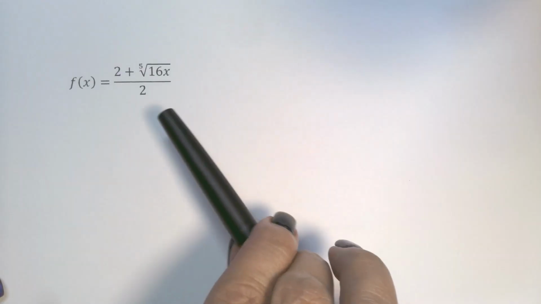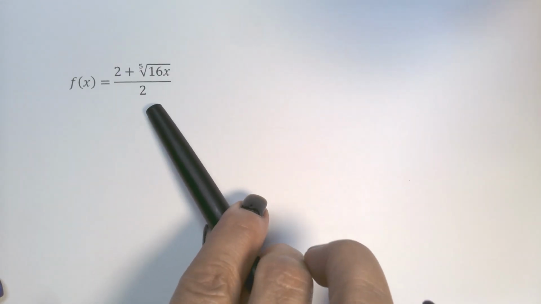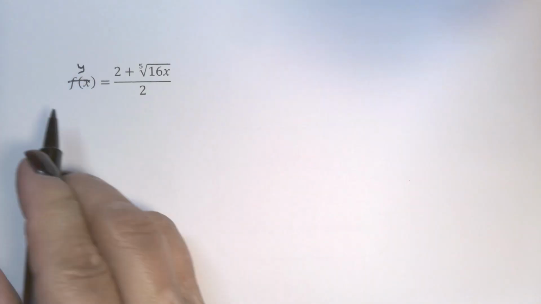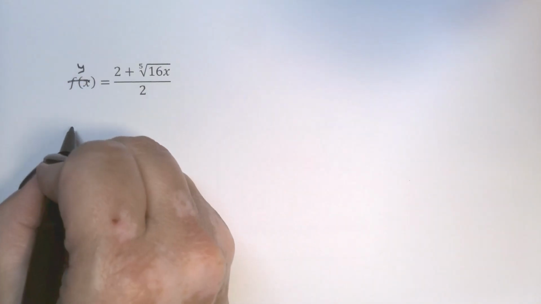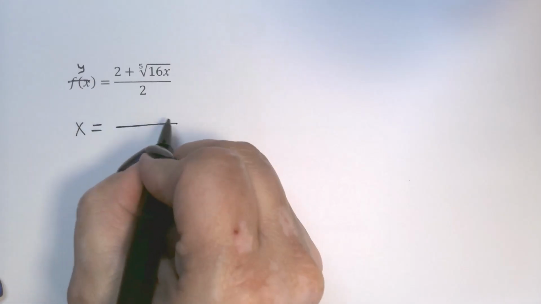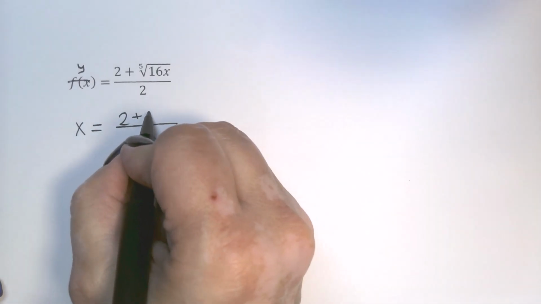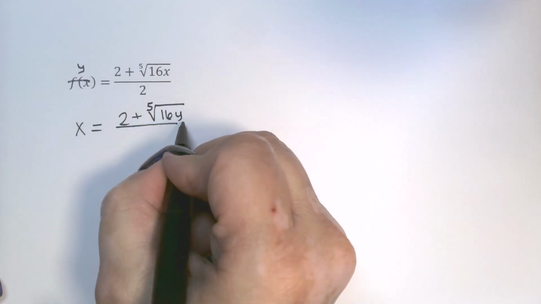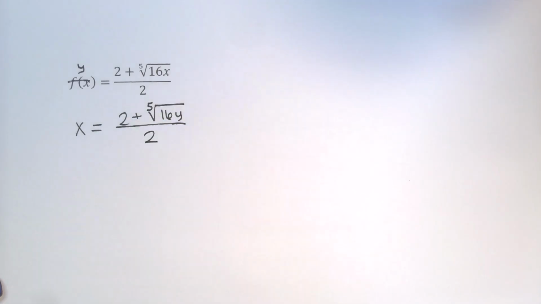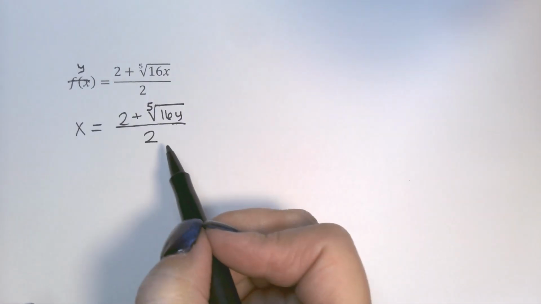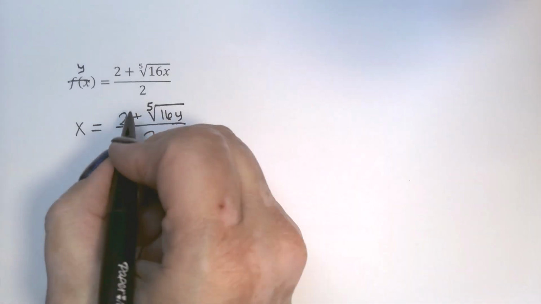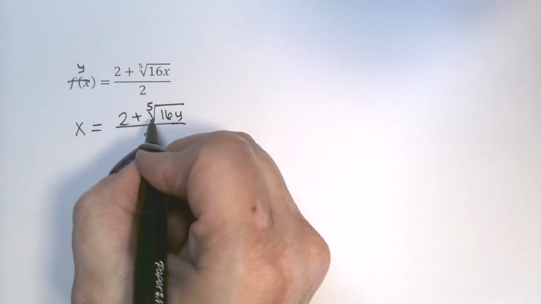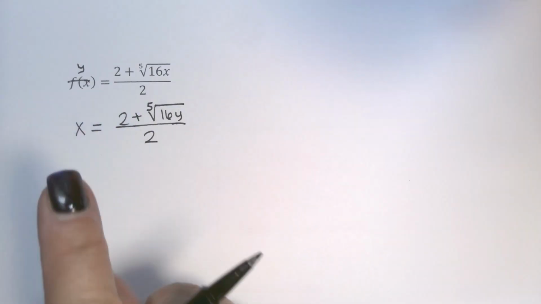All right, I wanted to do one that would look just a little bit intimidating. We know that this is a y, so let's rewrite and switch our variables around. So I have x equals 2 plus the 5th root of 16y, and all of that is over 2. Don't cancel those. This 2 up here is not a factor, it's being added, so no.